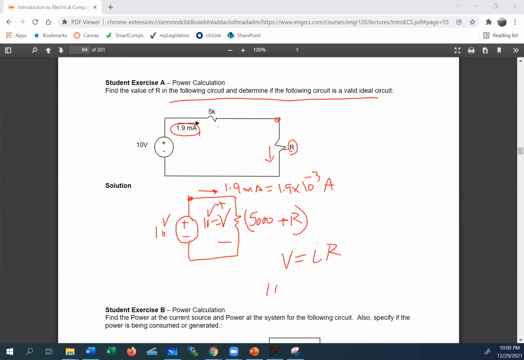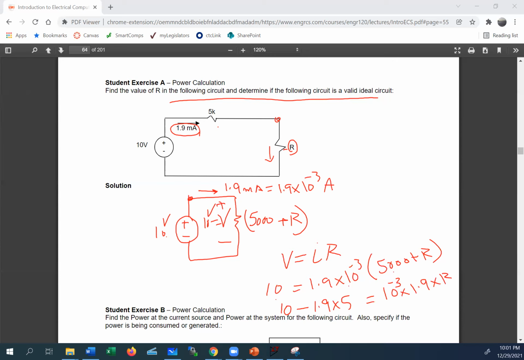So I say, okay, 10 volts had better be equal to 1.9 times 10 to the minus 3 times 5,000 plus R, right? So that's pretty cool. Now I can find R because I can multiply these two together and move it to this side. If I do that, it's going to be 10 minus 1.9 times 5, because the 1,000 and 10 to the 3 cancel each other out, equals 10 to the minus 3 times 1.9 times R, right?